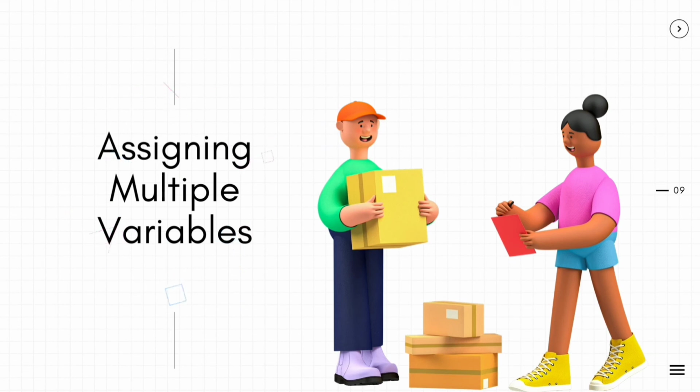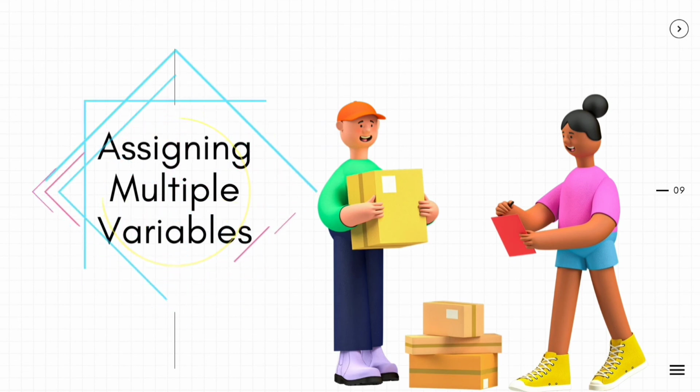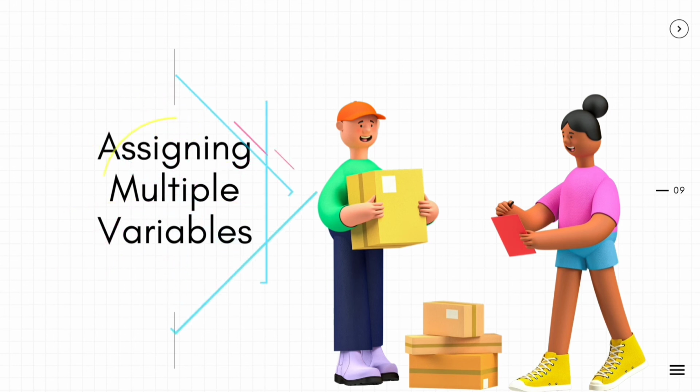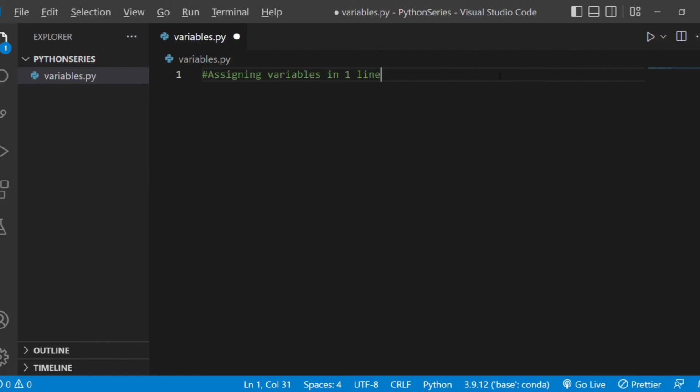The next important concept which we're going to learn is assigning multiple variables. In Python, we can assign multiple variables in a single line. Let's understand it by going into Visual Studio Code. I'm on my Visual Studio Code. So let's understand assigning variables in one line. So for example, I have three variables.